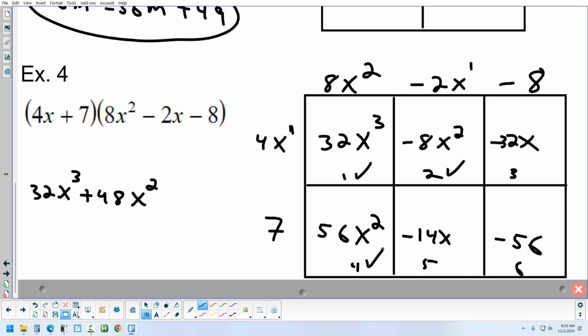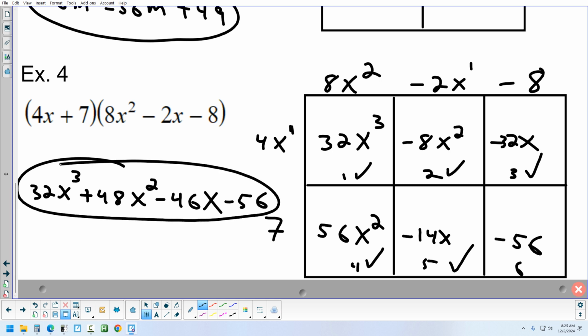Does anybody see two other boxes that are like terms? Yeah. 3 and 5. Negative 32 combined with a negative 14. That's going to give you an even bigger negative number. What's negative 32 and negative 14 give you? Negative 46. Yep, it's a negative 46. And because we were combining x's, we end up with just an x. And the last one is negative 56. And there's nothing you can combine with that.